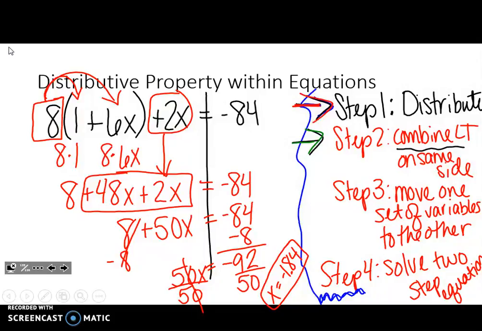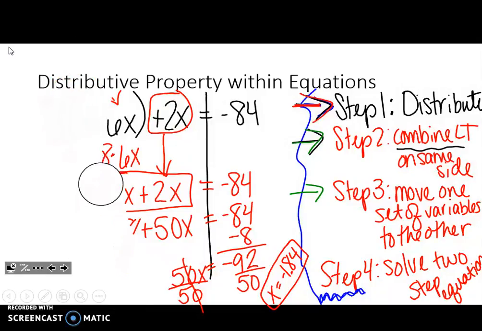And that is the first part of distributive property within equations. On the next video, I'll add in step 3 to where we are doing all of these steps within one problem.